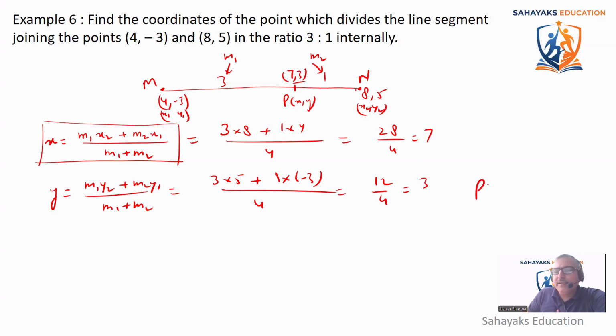So point P(x, y) is equal to 7, 3, and 7, 3 divides the line MN, or the points this and this, in a ratio 3:1 internally. I believe that's clear.